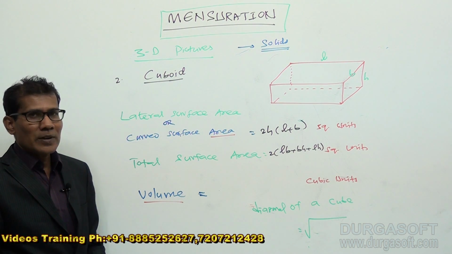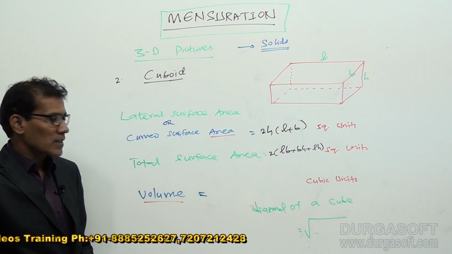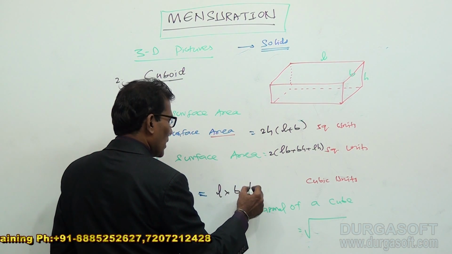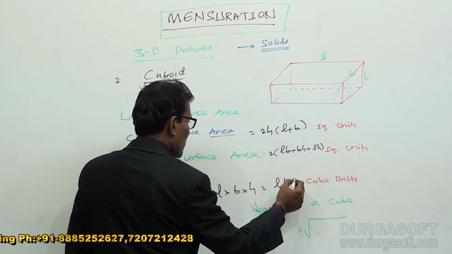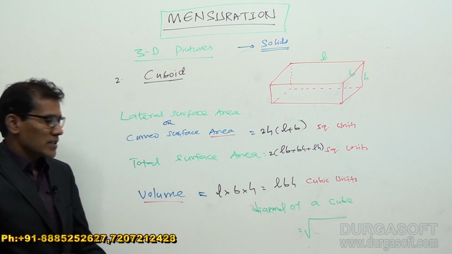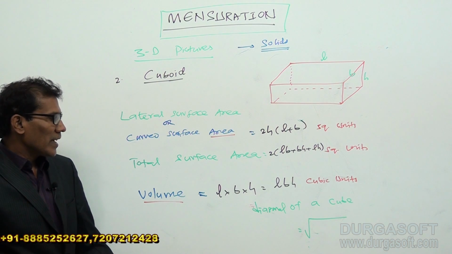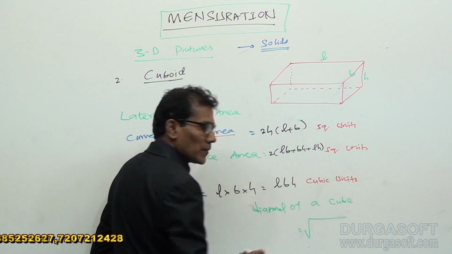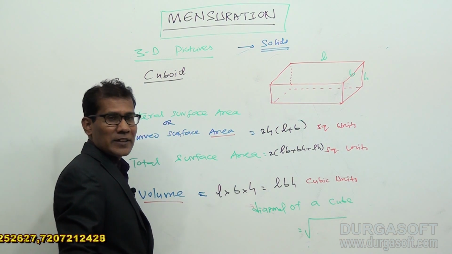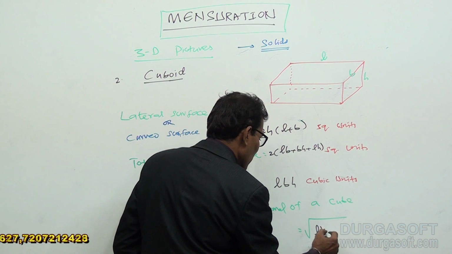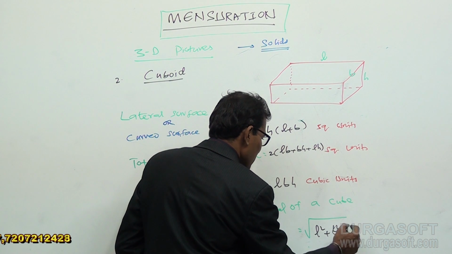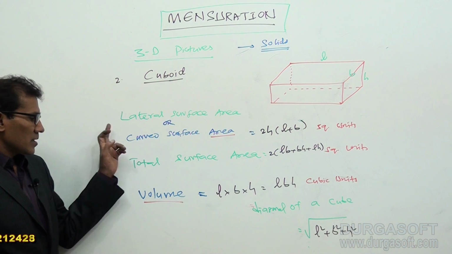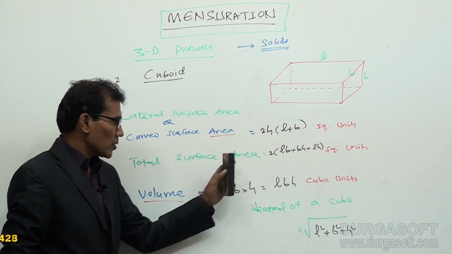And what about the volume? As we know, length into breadth into height gives the volume. So volume is length into breadth into height, or simply you can write LBH cubic units, since it is a volume. And what about the diagonal? The diagonal is the square root of the sum of the squares of all three dimensions, which is L square plus B square plus H square, for the cuboid. So for a cuboid, these are the three dimensions to use in this formula.